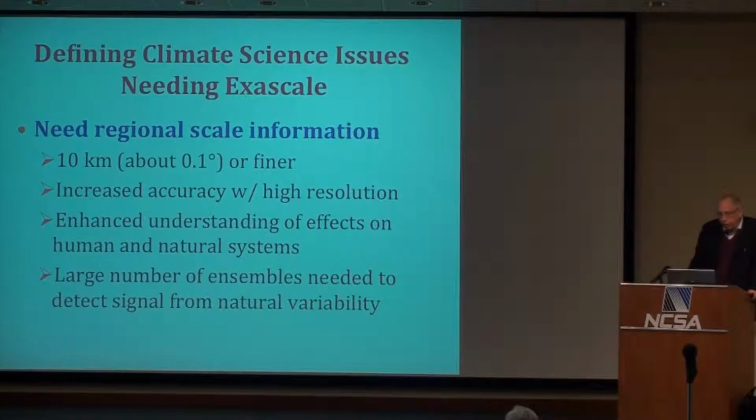As part of that, we also need to run a large number of ensembles, which means a large number of runs for any given problem, because we want to detect the signal relative to the natural variability. And we can do that by doing a number of runs that give you different representations of that natural variability at any given time, and then you can look not only at that range, but detect what real signal is coming out of that due to the human forcing that is occurring.